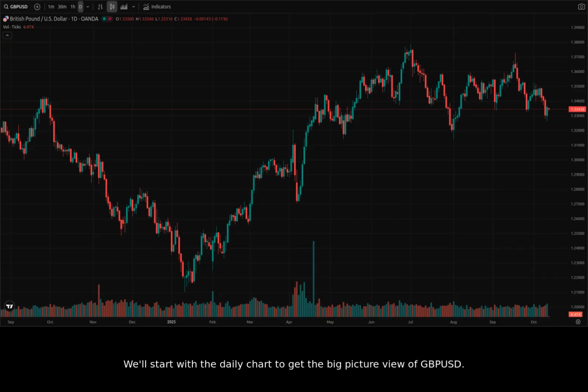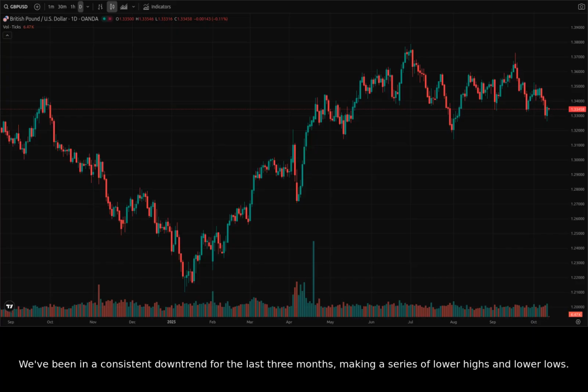We'll start with the daily chart to get the big picture view of GBPUSD. Looking back over the past year or so, we can see a strong uptrend that started in early 2025. The price rallied significantly, eventually peaking in late June at a high above 1.37. However, since that peak, the momentum has clearly shifted. We've been in a consistent downtrend for the last 3 months, making a series of lower highs and lower lows. The last month, in particular, has seen a significant acceleration to the downside.